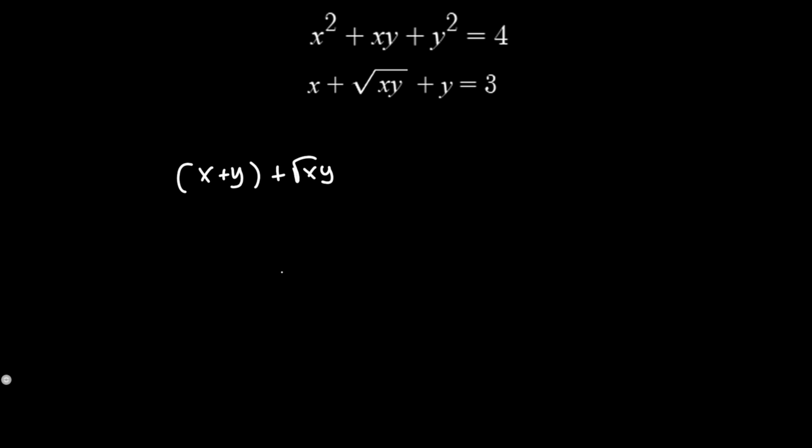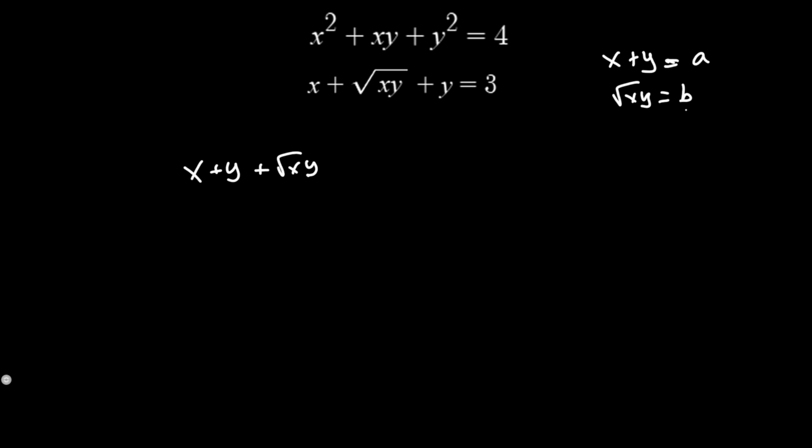right? Here, what I'm going to do is set x plus y equal to a, and the square root of xy equal to b. Okay? And pretty much this is going to lead us to have the first equation being a plus b is equal to 3. Right?